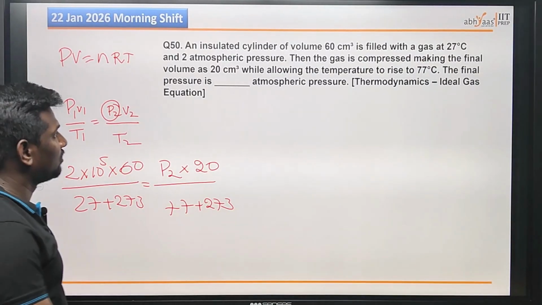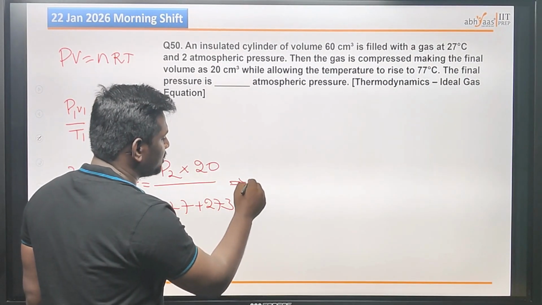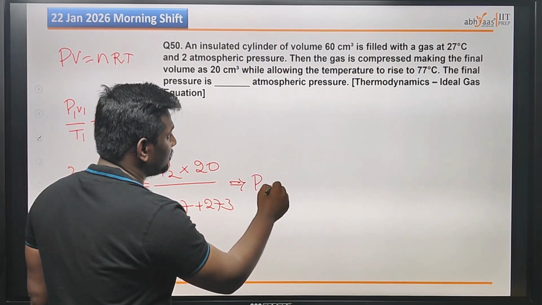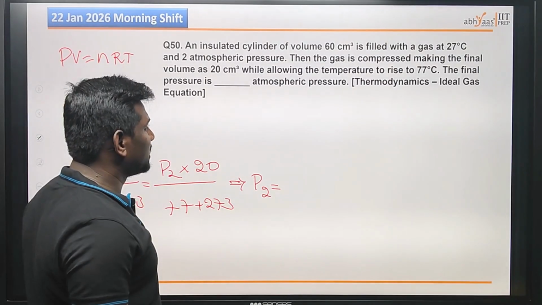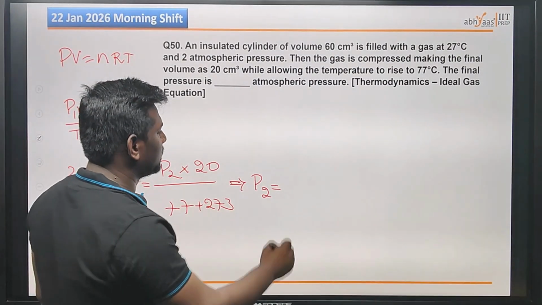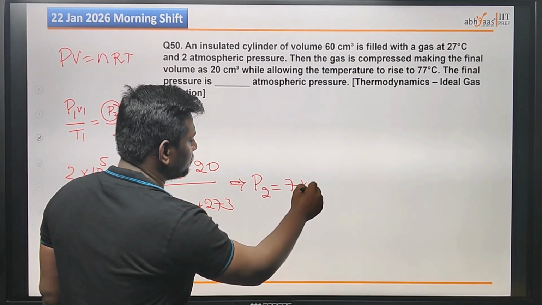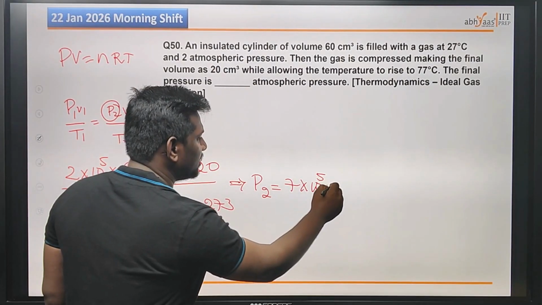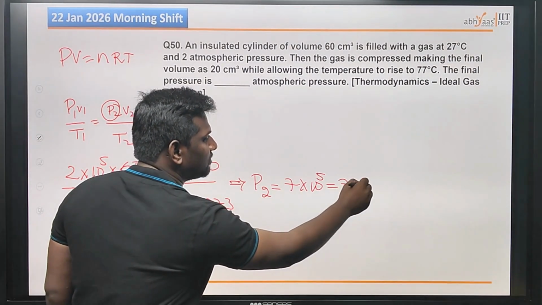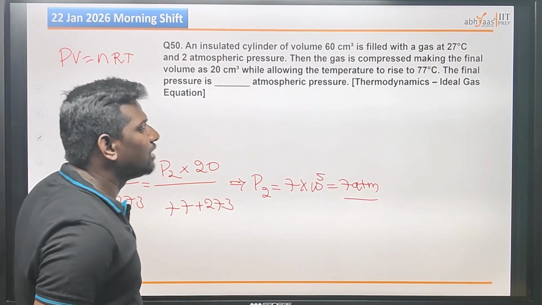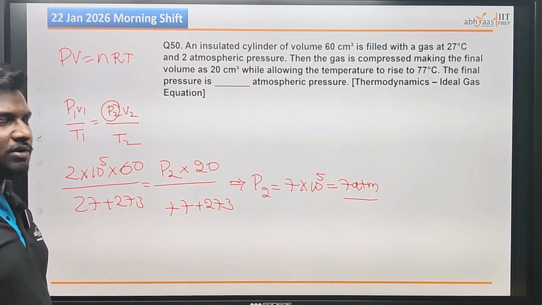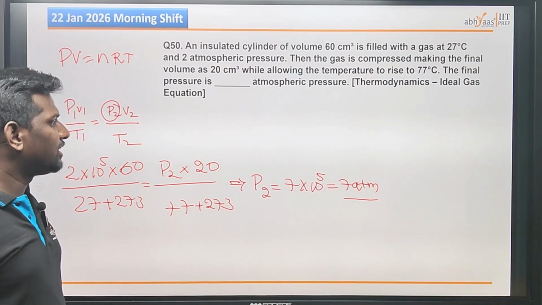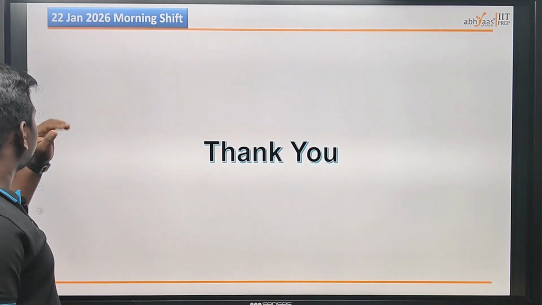So if you find P2, you will get 7 into 10 to the power 5, that is nothing but 7 atm atmospheric pressure. So what is the answer? 7 is your answer.